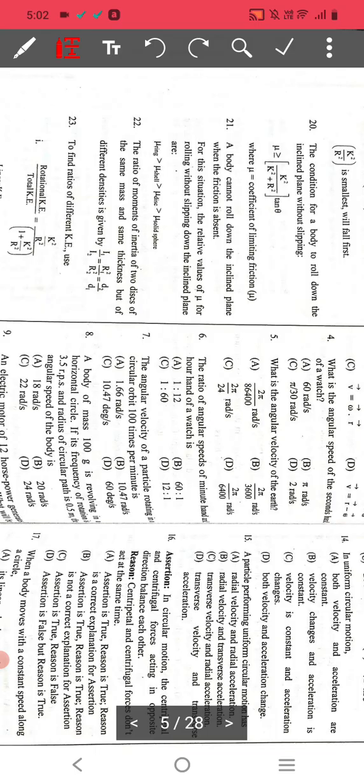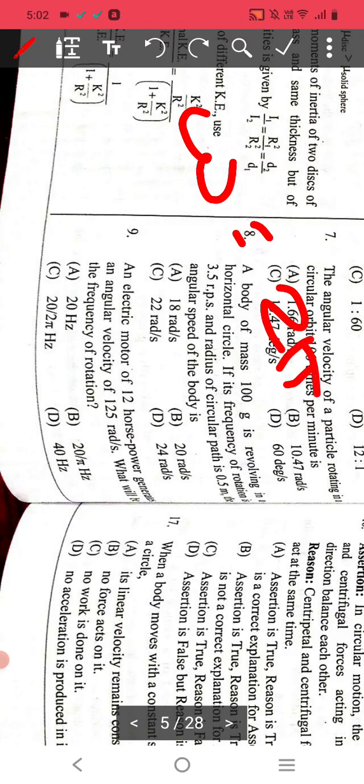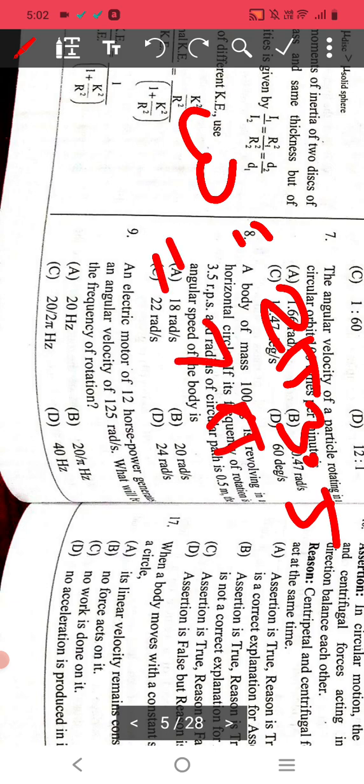Question number 8, what they have asked: a body of mass 100 gram is revolving in a horizontal circle with a frequency of 3.5 rotations per second, radius of circular path is 0.5 meter, the angular speed of the body. Again omega is equal to 2 pi f, frequency is given as 3.5. 3.5 into 2 is 7 pi, so it comes out to be 3.14 into 7, which approximately comes out to be 22.